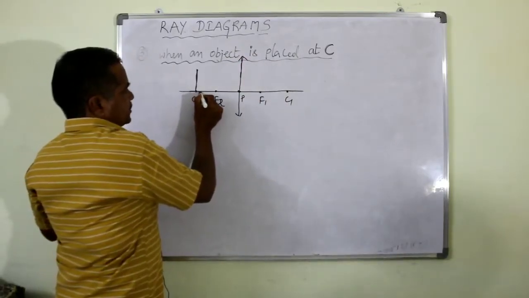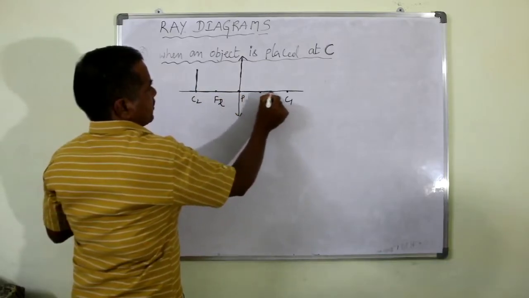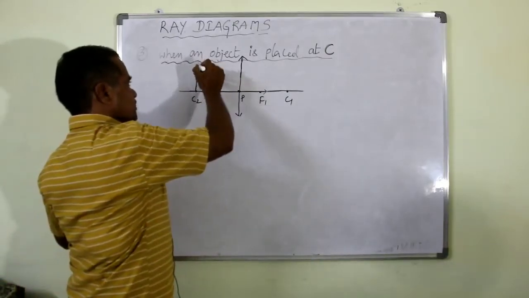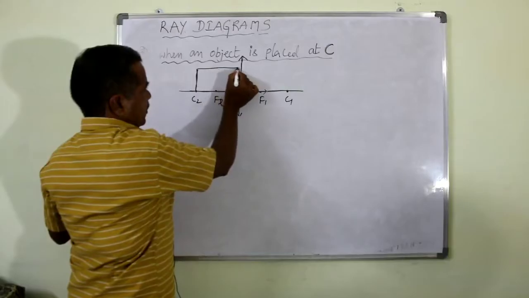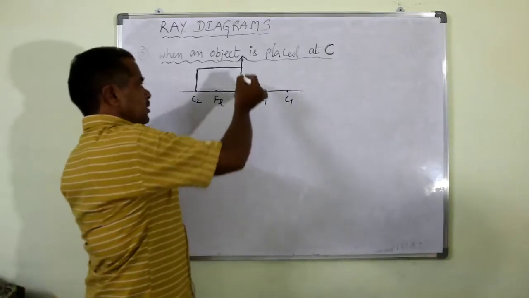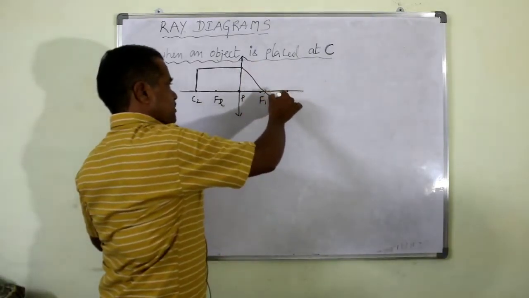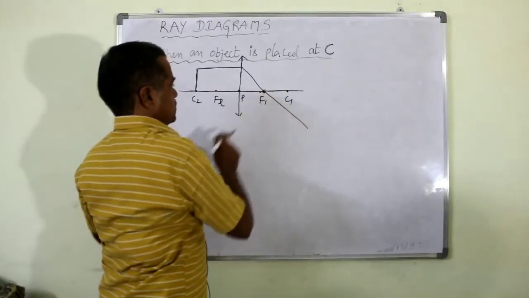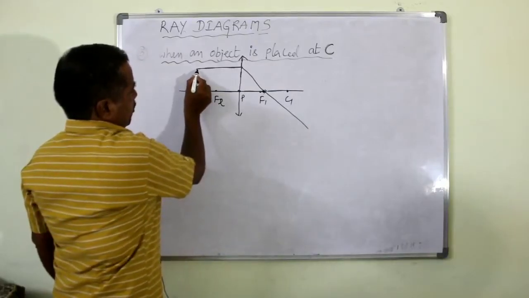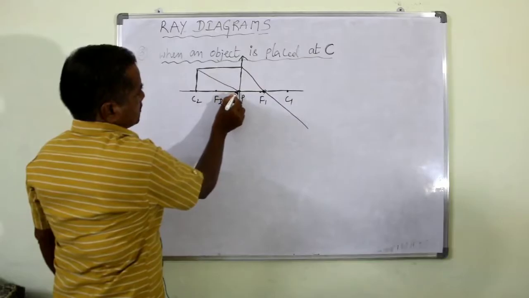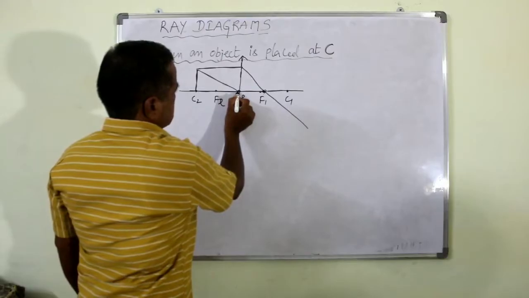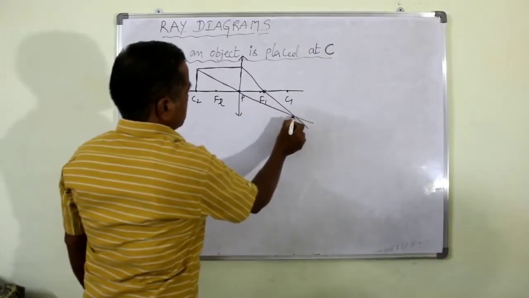So from the bottom of the object, one light ray passing along the principal axis, the corresponding refracted ray doesn't deviate its direction. Okay. Next, take one more light ray from the top of the object which travels parallel to the principal axis. Then the corresponding refracted ray passes through the focus point. And take one more light ray which passes through the optic center P. The corresponding refracted ray also doesn't deviate its direction.